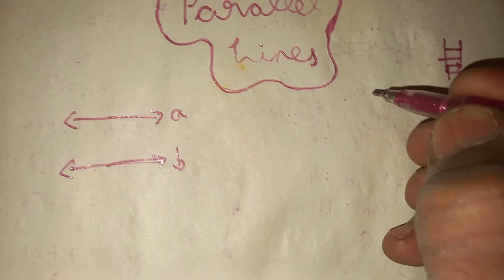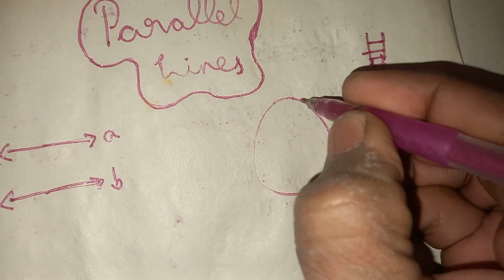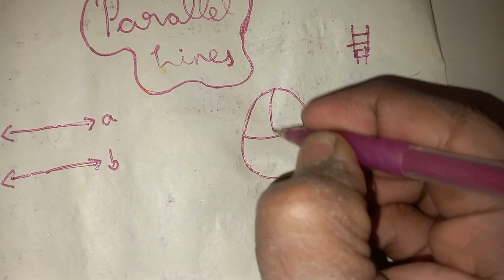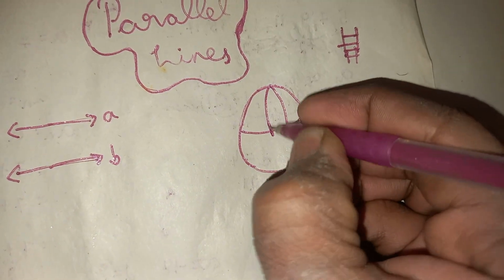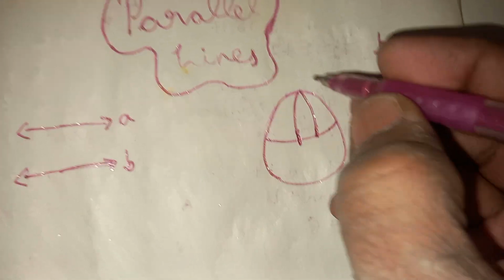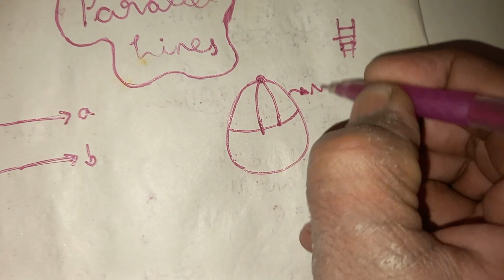But there is one situation where they're going to meet each other, that is in non-Euclidean geometry. In non-Euclidean geometry, if you take a sphere and take parallel lines as two longitudes, they will be parallel at the equator, but even though they are parallel, they're going to meet each other when they reach the pole. That is in non-Euclidean geometry.